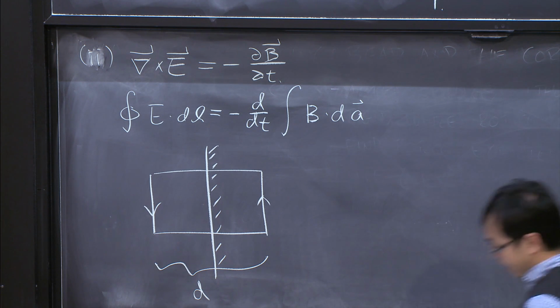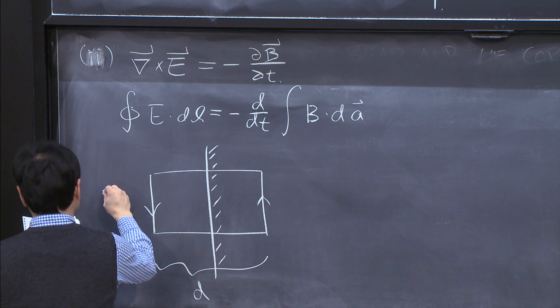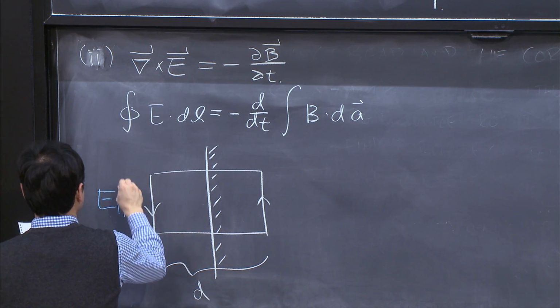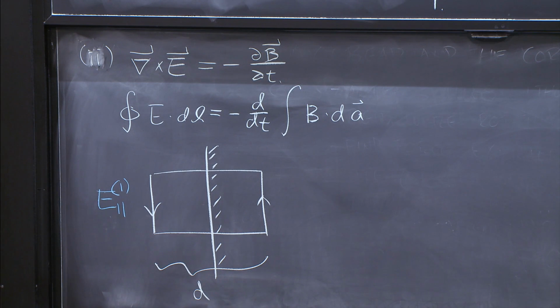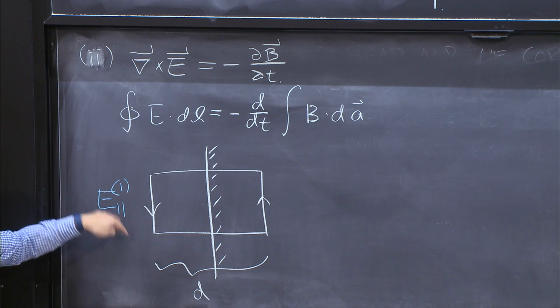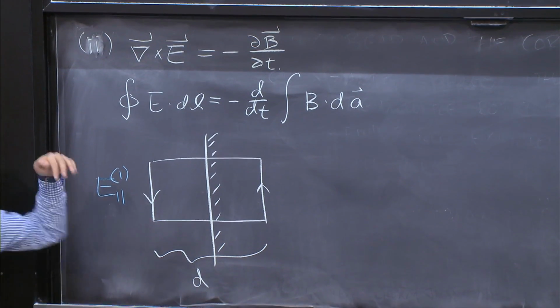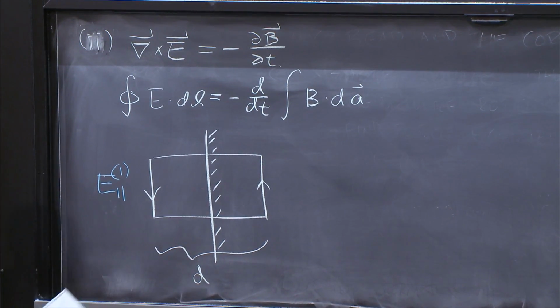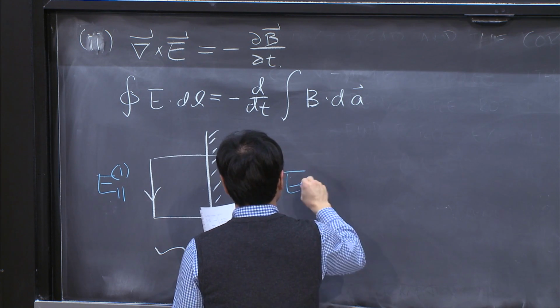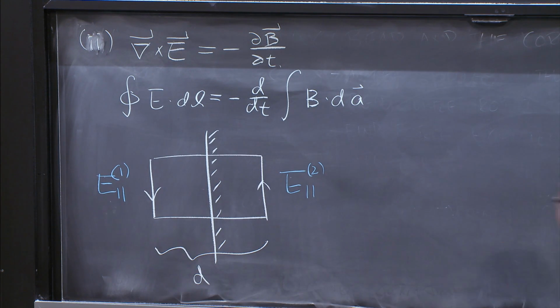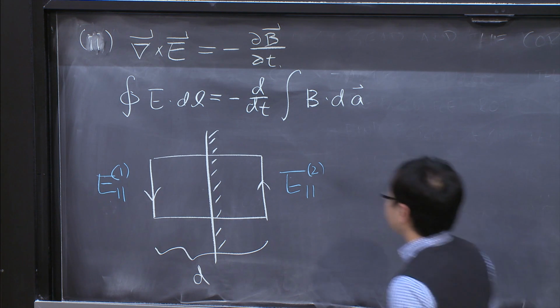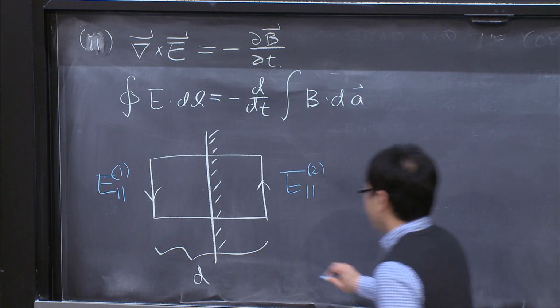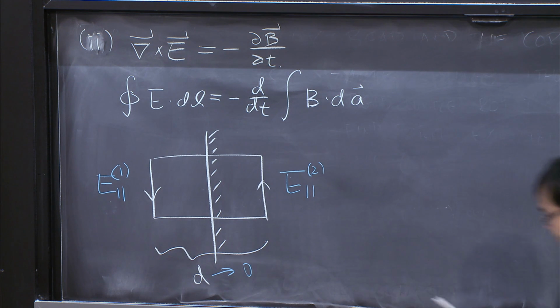I can immediately write down the left-hand side as E parallel 1, right? Because right now we are looking at the component of the electric field parallel to the surface. And I can also immediately write down the right-hand side of this loop integral: you are going to have E parallel 2. And now I can do exactly the same trick, having d go to 0. The effect of this is the following.